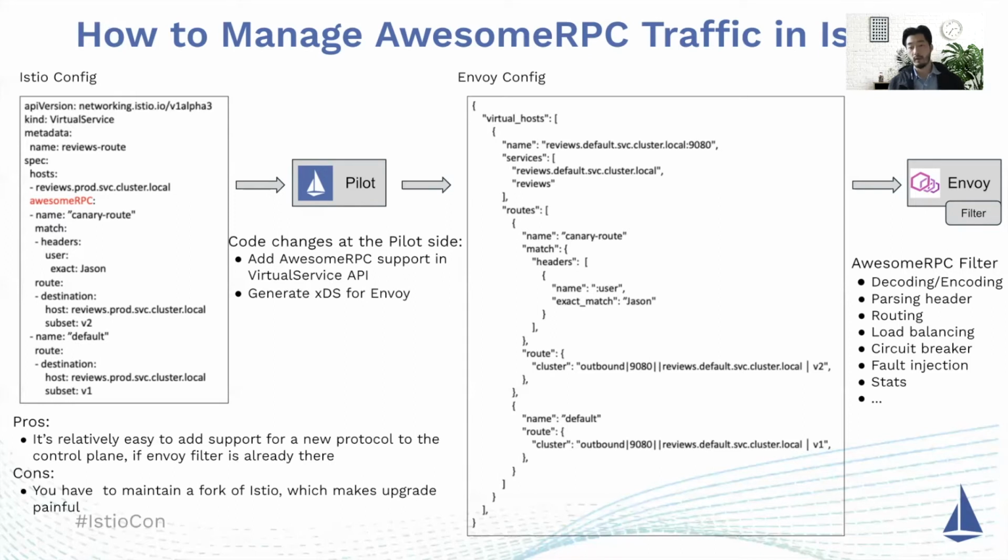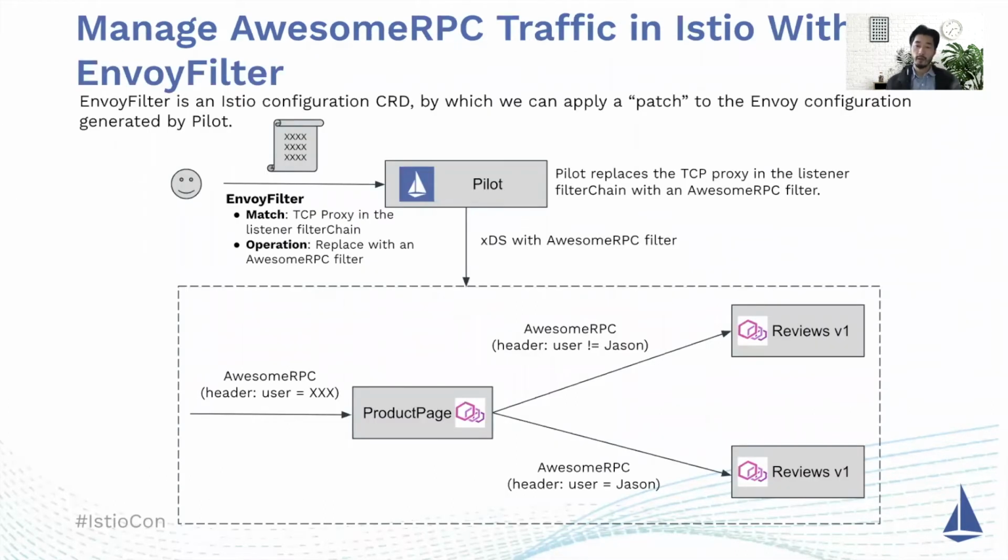But unfortunately, you have to maintain your own fork of Istio, which requires some extra effort. And we know that Istio evolves pretty quickly, so you should keep a close eye on Istio upstream and align your fork with it to keep your service mesh up to date with the latest version of Istio. If you don't like the idea of maintaining your own fork of Istio, an alternative way is leveraging the EnvoyFilter CRD, by which we can apply a patch to the original Envoy configuration generated by Pilot.